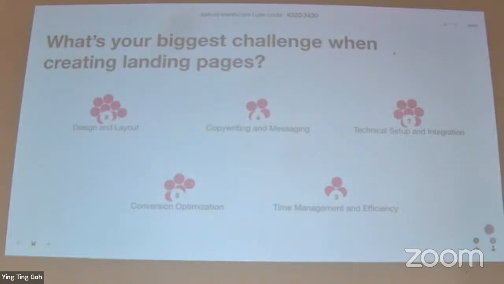Copywriting and messaging, technical setup and integration. Okay, so there's a lot of you who are on the technical side, and then there's quite a lot of worries about the design and layout. Okay, does that mean you all feel more comfortable writing? Give me a thumbs up or thumbs down. You feel more comfortable writing? Okay, that's good to know. You all can write a lot of good marketing reports and strategies.